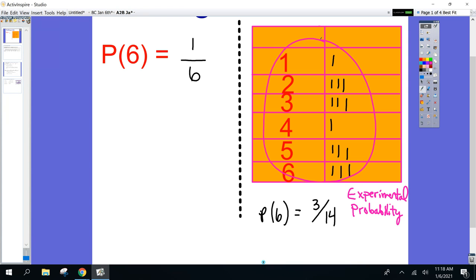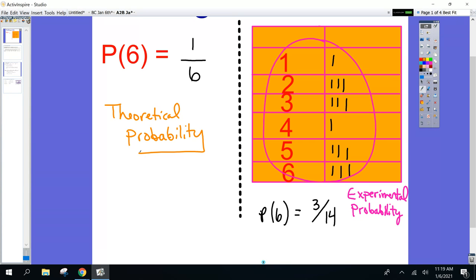Now go back to my 1 out of 6 that I asked you guys at the beginning of class. This is what we expect. We expect the probability to be 1 out of 6. This is what we refer to as the theoretical probability. That's what we expect to happen. So theoretical is what should happen. Experimental is based off a table from an experiment.